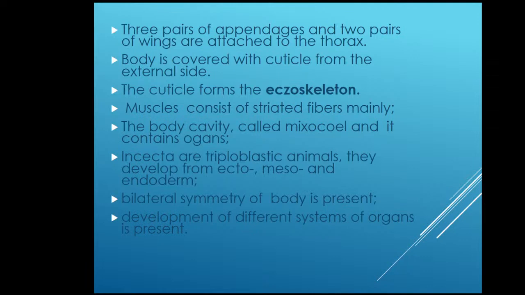Insecta are triploblastic animals, so they develop from ectoderm, mesoderm, and endoderm. Bilateral symmetry of the body is characteristic of Insecta. The Insecta have well-developed organs and systems.